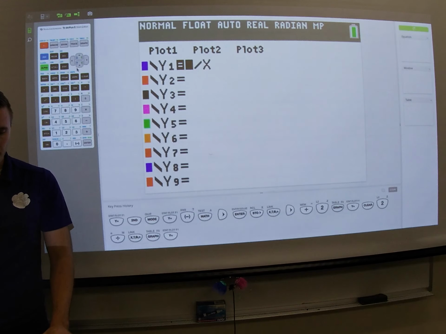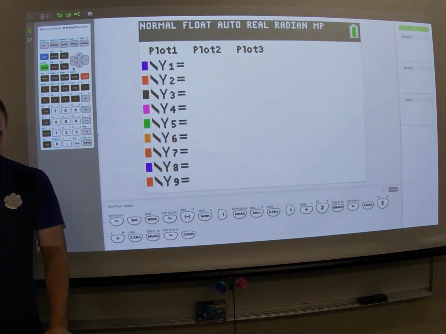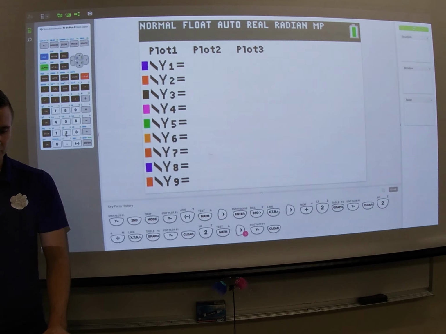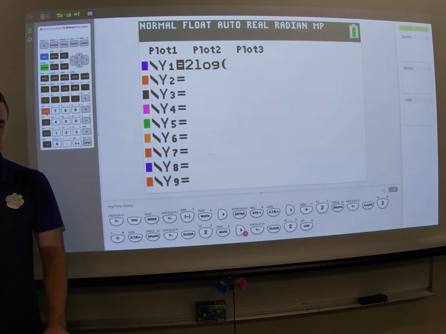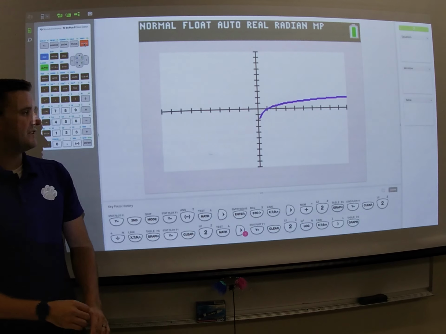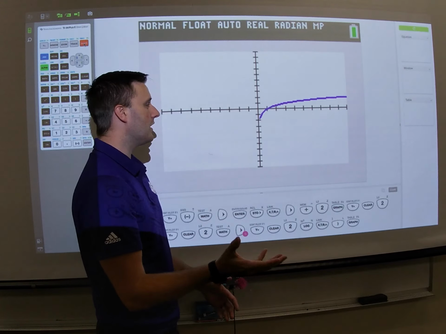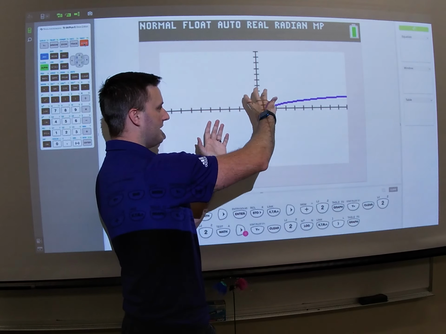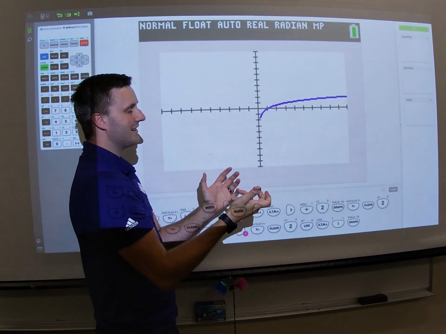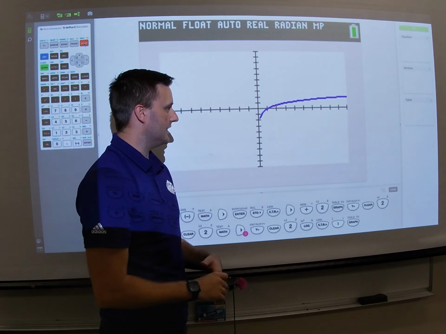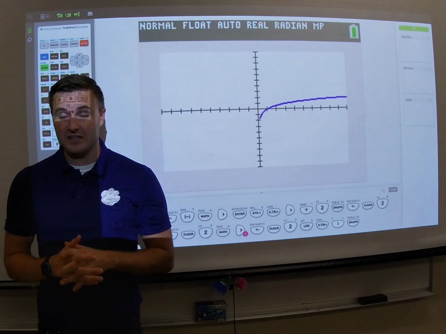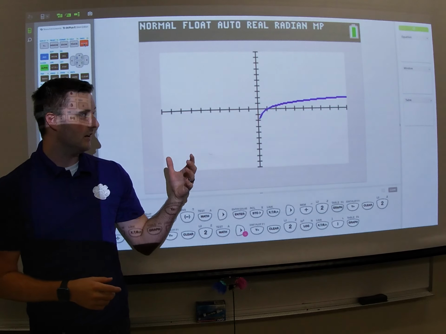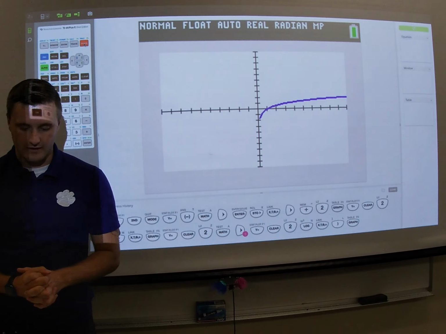So go back to y equals and clear this out. Let's just do a log function. So go ahead and type in 2 times the log of x. You can close your parentheses, but you don't have to. I'll do it to make you feel better. And so when we graph this, what we see is that this is neither even nor odd, because we can't fold this over the y-axis and have it land on itself. And if I take a mental picture of this and turn it upside down, it's not going to look the same upside down as it does right side up. In fact, most of the functions that we deal with in class are going to fall under the neither category.